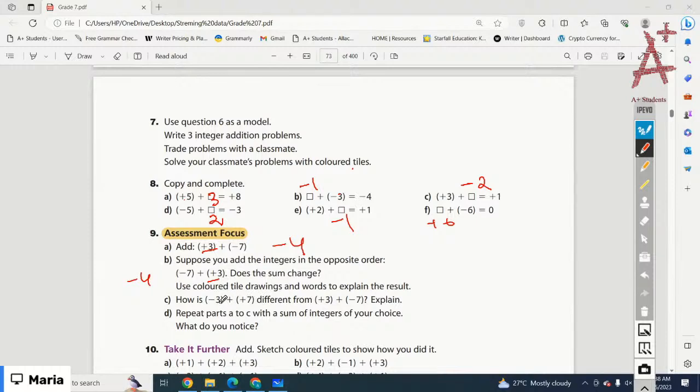Okay, how about negative 3 plus 7? Okay, negative 3 and positive 7. You have 3 negative and 3 positive tiles, which make 0. You are left with 4 positive tiles in this case, and in the other case you have 3 positive and 3 negative that make 0 and you are left with 4 negative tiles. You can see this is the difference between the results, right?